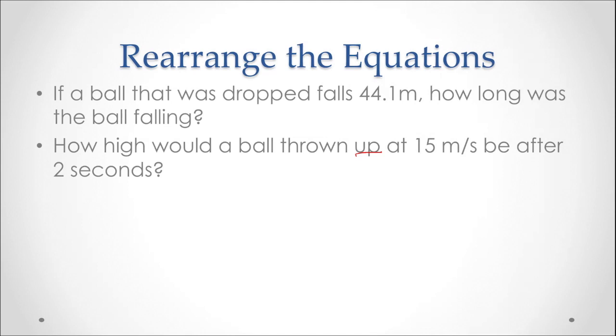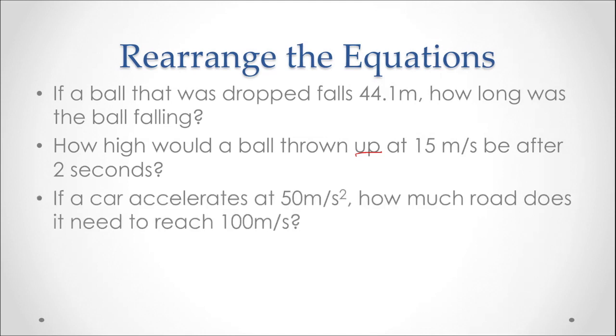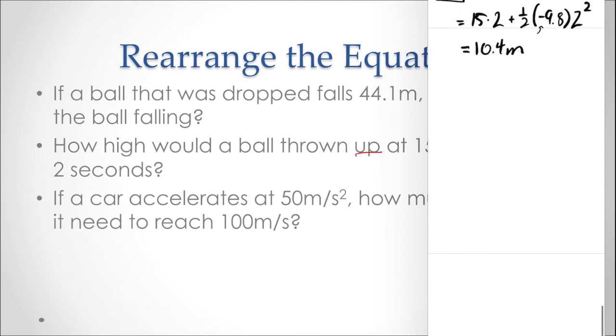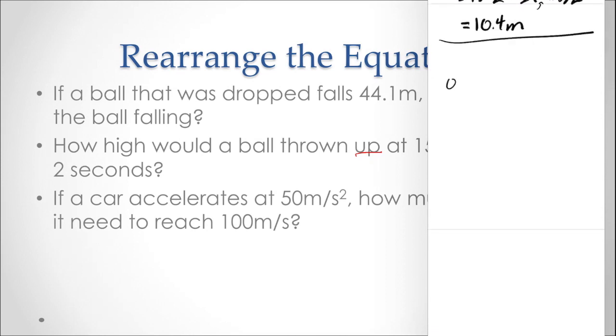For our last question, let's look at a car. If a car accelerates at 50 meters per second squared from stop, how much road does it need to reach 100 meters per second? So again, for this question, let's begin by drawing a picture. Here we have a car initially at rest that accelerates until it reaches 100 meters per second. Since it is at rest, we know it starts at 0 meters per second, and we want to know how much road it needs to get up to that speed. So let's write down everything that we know.